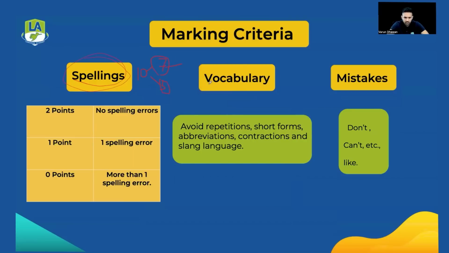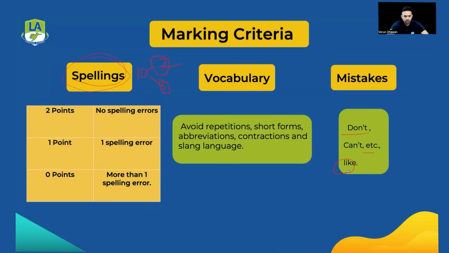Vocabulary: make sure you avoid too much repetition of normal words. If they're keywords, you can repeat one keyword 2 times or 3 times. But words like mentioned, told, try to avoid repeating these words too many times. Avoid short forms, contractions, or slang language. Basically, you have to use academic words. Do not use any kind of contractions or short forms or informal words.